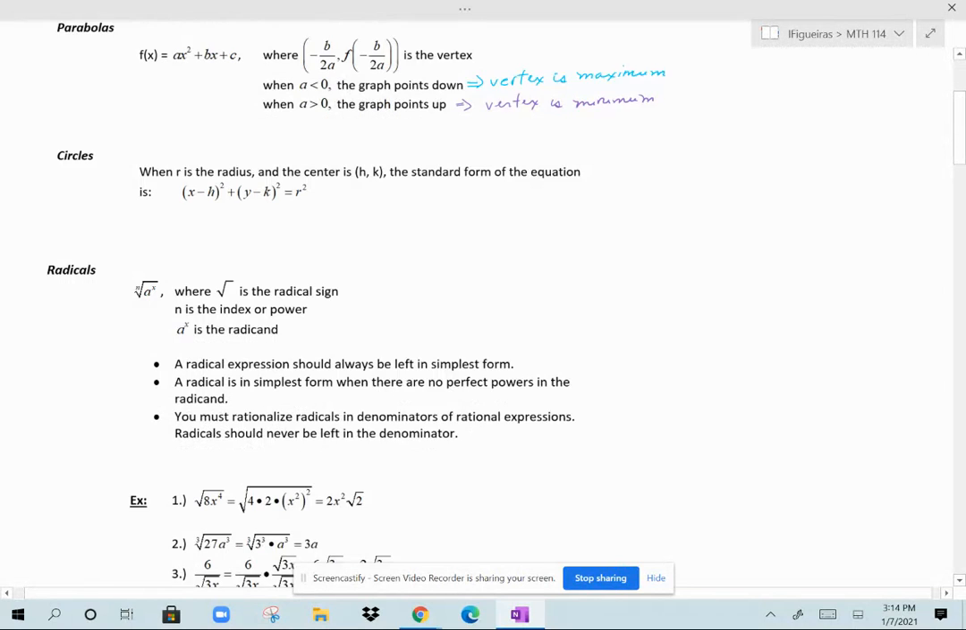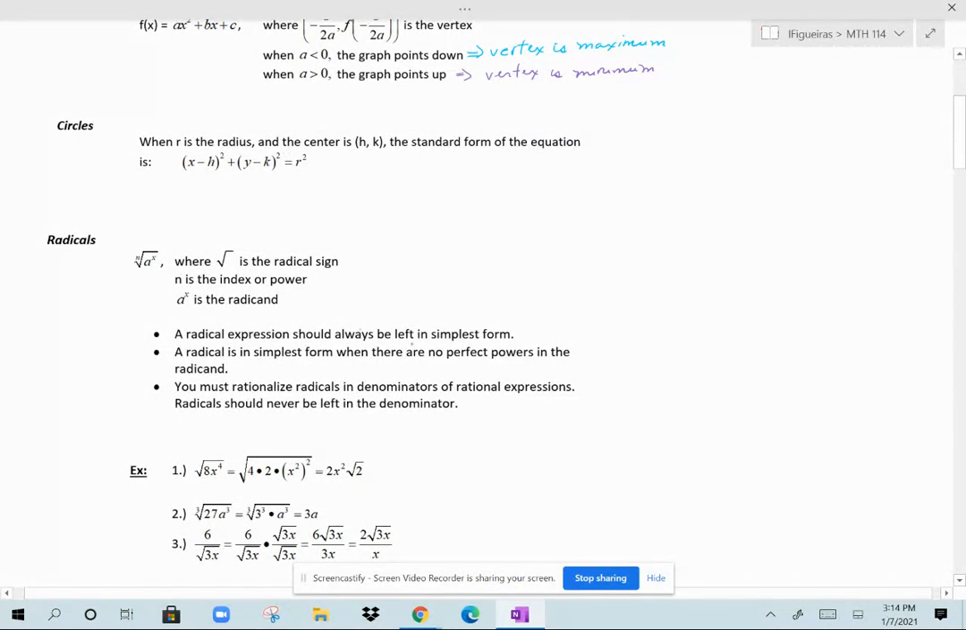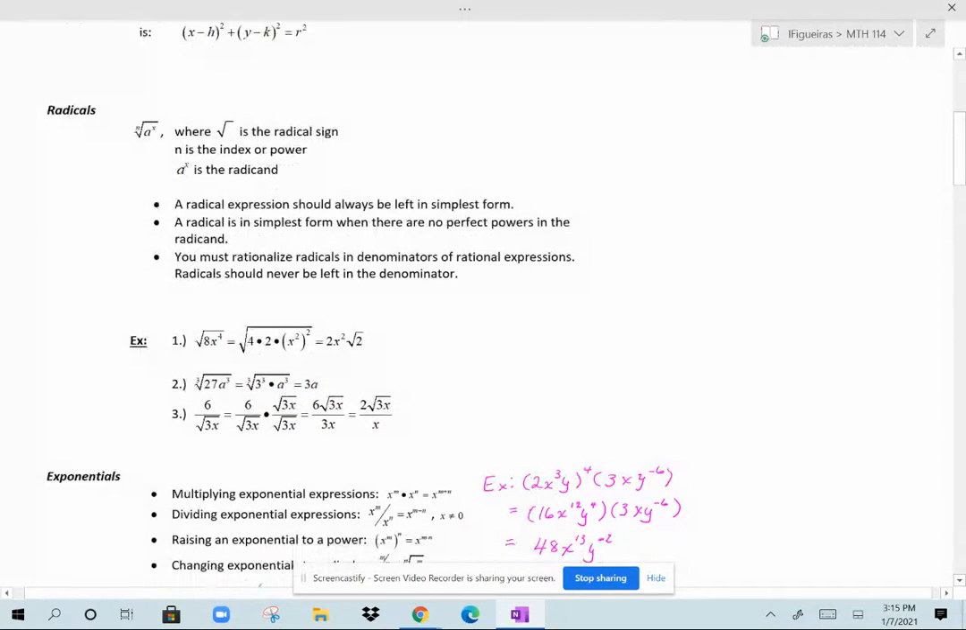You should always leave radicals in simplest form. So if there are any perfect roots inside the radicand, you should take those out. And you can rationalize your radicals, meaning if you have a radical in the denominator, we typically remove the radical from the denominator, but it's not quite as important in calculus as it was in our algebra and pre-calculus courses. So you'll see how we manage our radicals throughout this course.